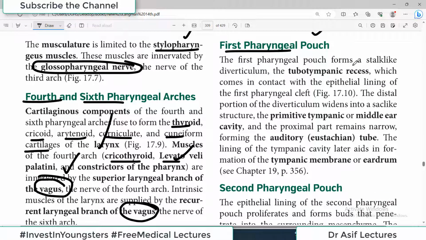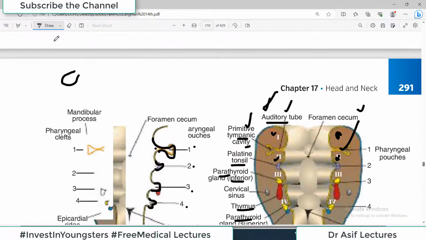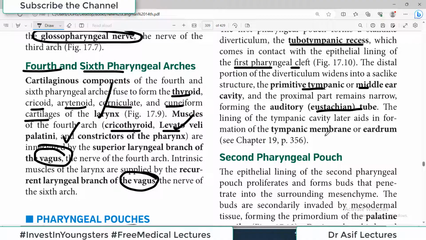The first pharyngeal pouch forms a stalk-like diverticulum, the tubotympanic recess, which comes in contact with the epithelial lining of the first pharyngeal cleft. The distal portion of the diverticulum widens to a sac-like structure, the primitive tympanic or the middle ear cavity, and the proximal part remains narrow, which forms the eustachian tube. So these are further details. Even if you don't remember this, you should remember that the first pharyngeal pouch का जो proximal portion है, it forms the auditory tube, और जो distal portion है, it forms the primitive tympanic cavity. That's as simple as it. The lining of the tympanic cavity later aids in the formation of the tympanic membrane or the eardrum.